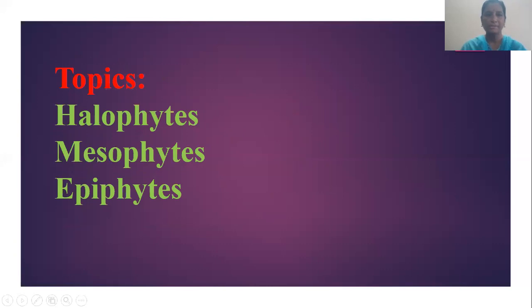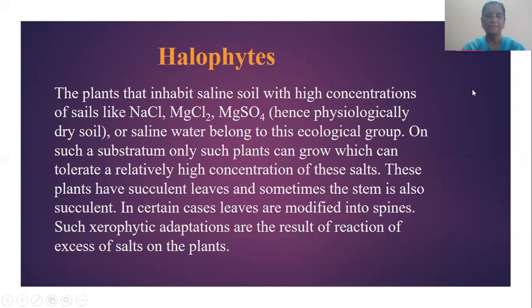Topics: Halophytes, Mesophytes, Epiphytes. Halophytes are plants that inhabit saline soil with high concentrations of salts like sodium chloride and magnesium sulfate. Hence, physiologically dry soil or saline water belong to this ecological group. On such a substratum, only such plants can grow which can tolerate a relatively high concentration of these salts.